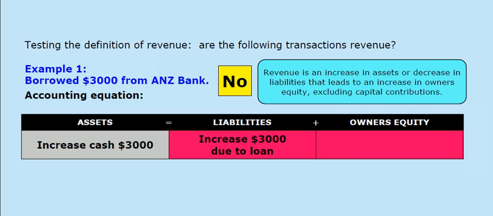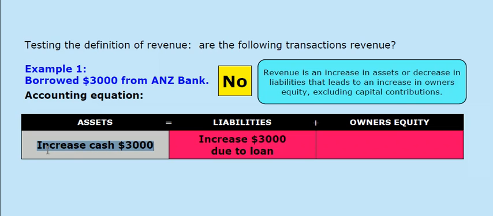Let us test the definition of revenue. Are the following transactions revenue? Here is the example. Borrowed $3,000 from the ANZ Bank, so we took out a loan, $3,000 from the bank. Let's just remember what the definition of revenue is: an increase in assets or a decrease in liabilities that leads to an increase in owner's equity, excluding capital contributions.